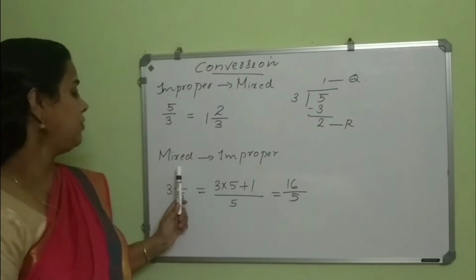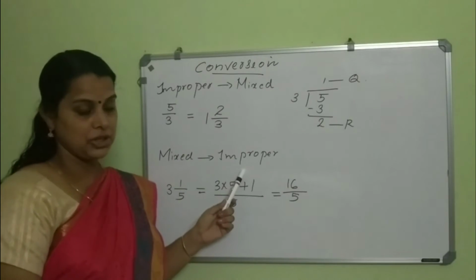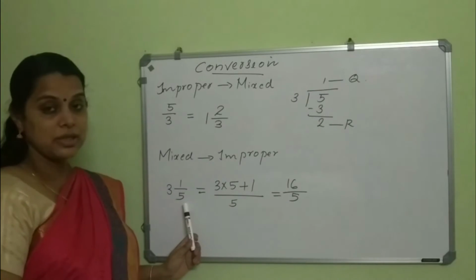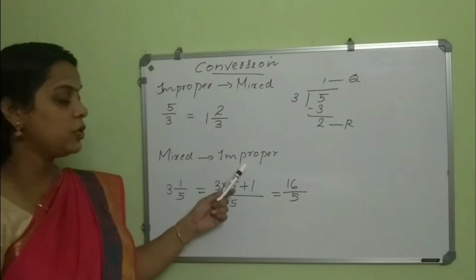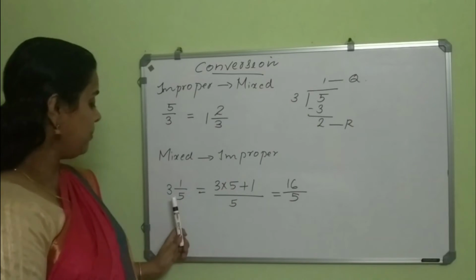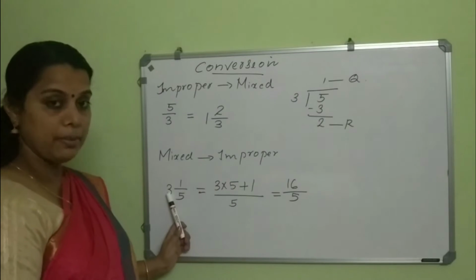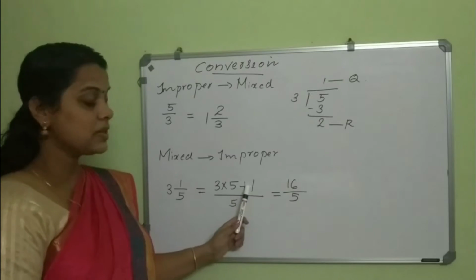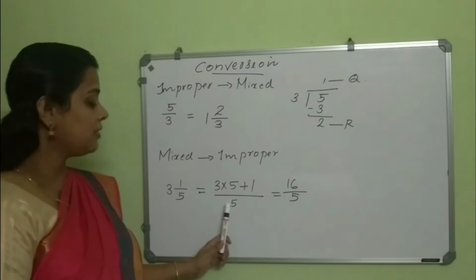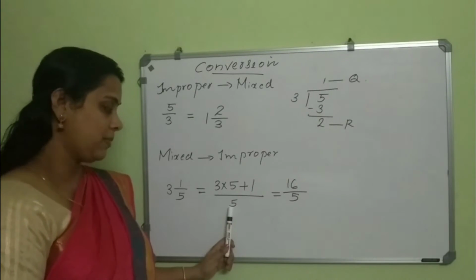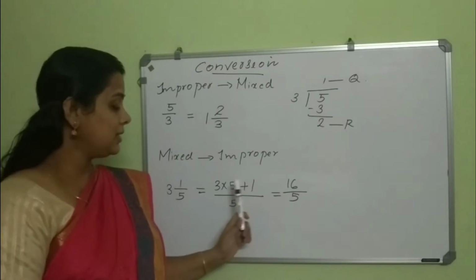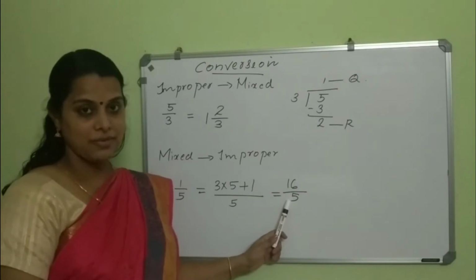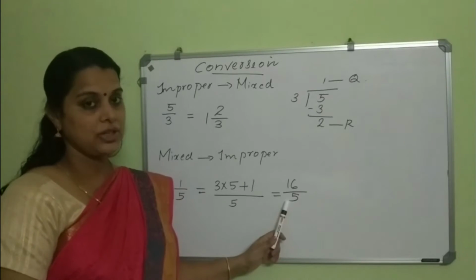Next is how to convert a mixed fraction into an improper fraction. Here see this example, 3 1 by 5 is a mixed fraction. How to convert this into an improper fraction? Multiply the denominator by the whole number, plus the numerator. 3 into 5 plus 1. Then the denominator will be the same, we write 5. So the numerator we get, 3 into 5 plus 1, is 16. 16 by 5. It's an improper fraction.